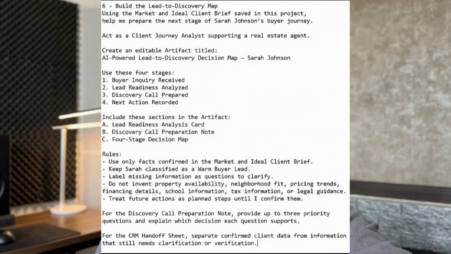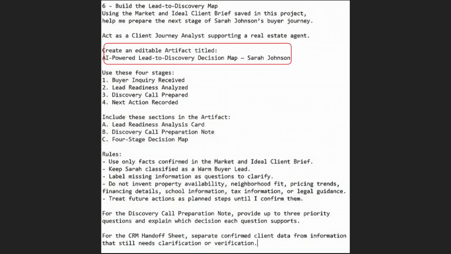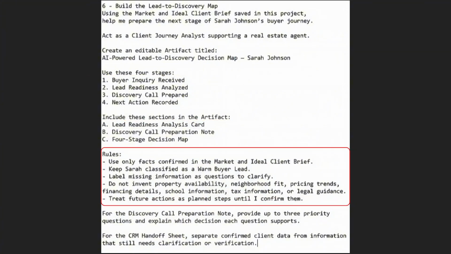Use the prompt shown on screen. That prompt tells Claude to create an AI-powered lead to discovery decision map for Sarah Johnson. The map has 4 stages and 3 main parts. The rules in the prompt are important, but you don't need to overthink them.